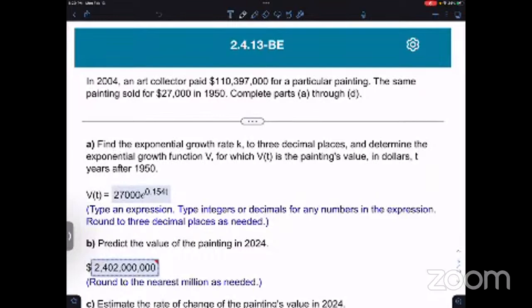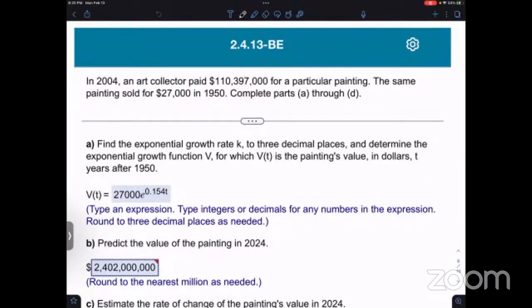So this next one comes from section 2.4, question 13. It says in 2004, an art collector paid 110 million for a particular painting. The same painting sold for 27,000 in 1950. Complete parts A through D. Find an exponential growth rate K to 3 decimal places and determine the exponential growth function for which V of T is the painting's value in dollars T years after 1950.